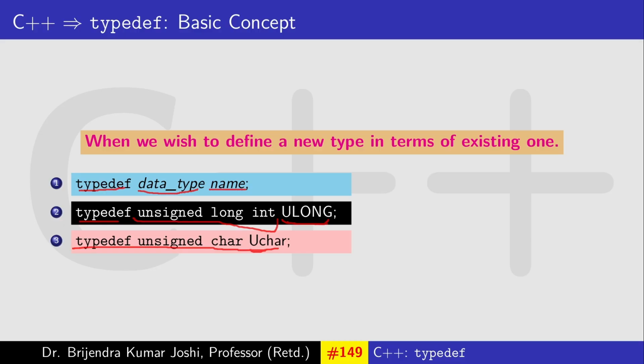Now here also, unsigned long int and ulong are different data types, though their behaviors and properties are identical, but they are treated as different data types. Similarly here, unsigned char and uchar, both are different data types, though their properties and their behaviors are identical.